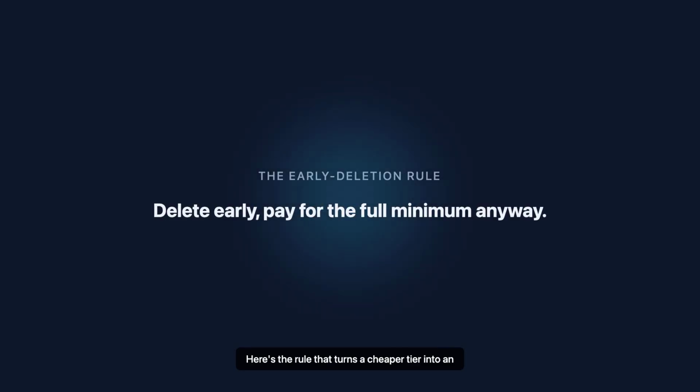Here's the rule that turns a cheaper tier into an expensive one. If you delete an object before the 30-day minimum on standard infrequent access, you still get charged for the full 30 days. The same logic applies at 90 days for the Glacier classes and at 180 days for Deep Archive. The billing floor is the billing floor. Early deletion does not reduce the bill. It just means you paid for storage you didn't use.